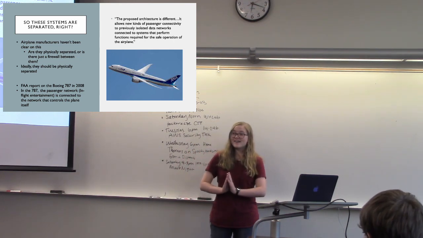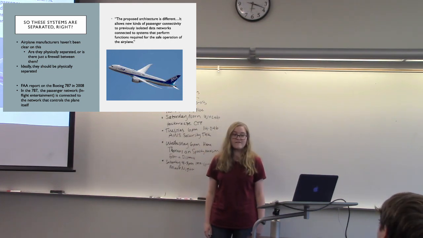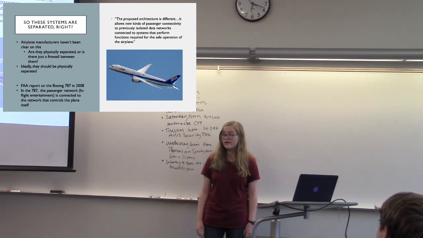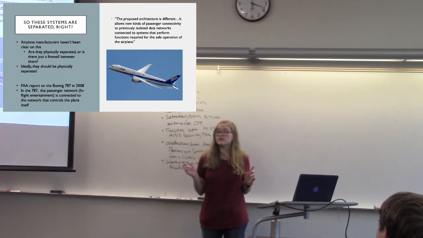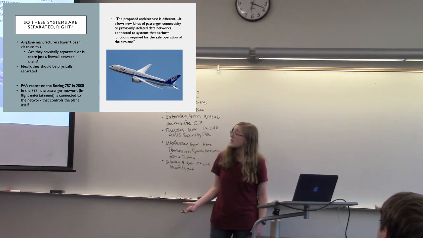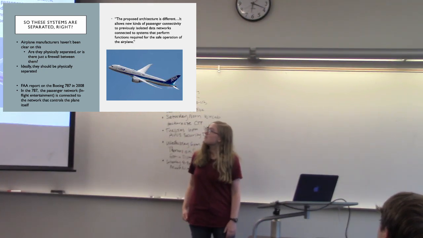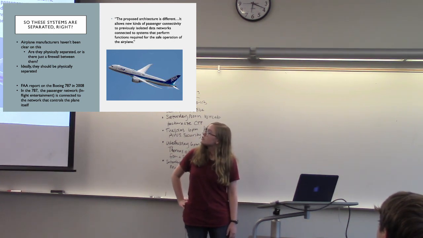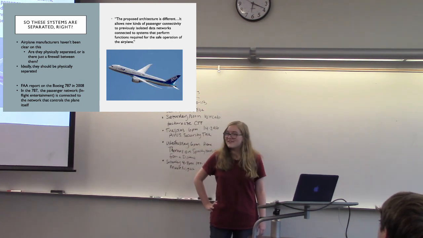Fortunately, the FAA has given us some hints as to what has been going on recently. In 2008, the FAA released a memo about the 787 when it was coming out. They were worried because they claimed that systems that controlled the avionics system were directly connected to the system that controls passenger entertainment. So a quote from their giant report was, "The proposed architecture is different. It allows new kinds of passenger connectivity to previously isolated data networks connected to systems that perform functions required for the safe operation of the plane." So that's not a good thing necessarily.